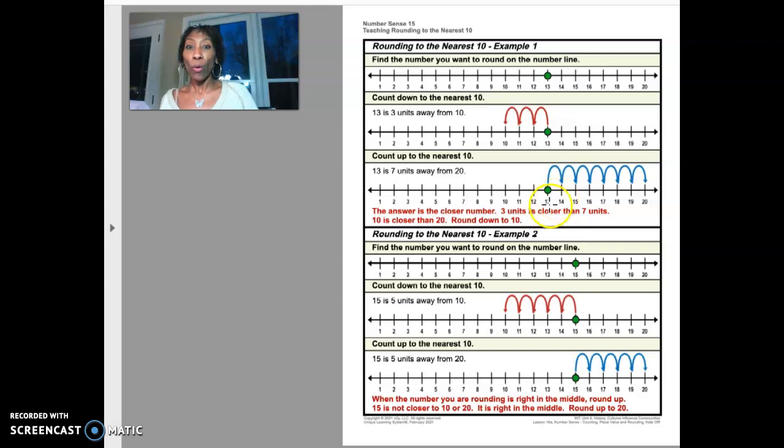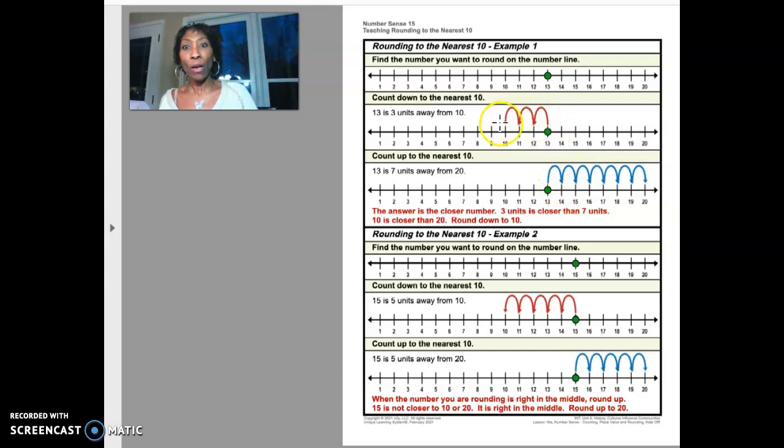Now let's try going up. So we're at 13 and we're going to count 1, 2, 3, 4, 5, 6, 7 to the nearest 10, which is 20. So it's 7 units from 13 to 20, and we have to figure out which 10 is closer to 13.